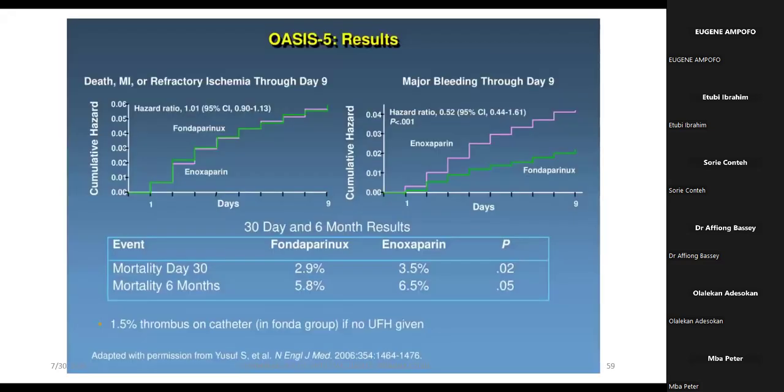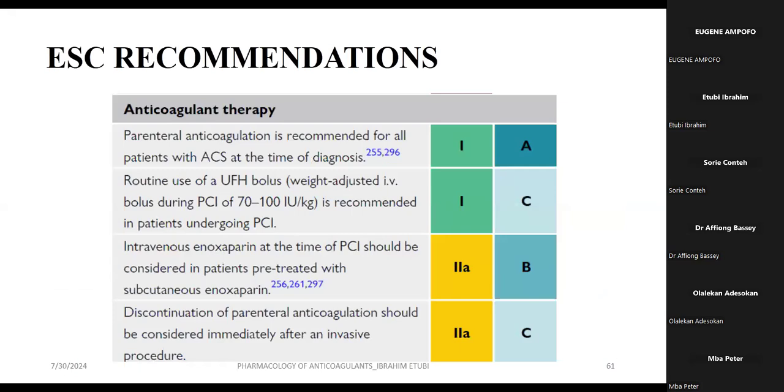Then this is still from the study, use of fondaparinux and then enoxaparin in terms of major bleeding through the line, and then mortality, the 30-day mortality and at 6 months. You can see that at 30 days, it was 2.9 for fondaparinux versus 3.5 for enoxaparin, and for mortality at 6 months, 5.8 versus 6.5 for enoxaparin. Then I am rounding up now.